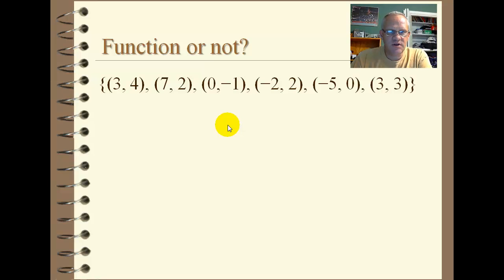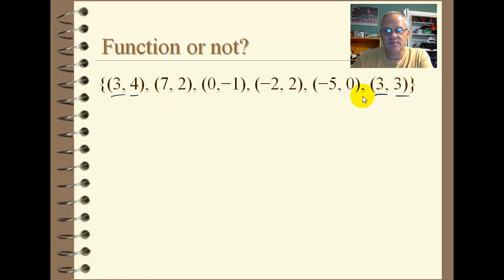Well, if you look closely at all these here, we've got 3, 4, 7, 2, 0, negative 1, negative 2, negative 2, 2, negative 5, 0, 3, 3. If you look closely, these are the key ones to look at. Notice we had 3, 4, and 3, 3.